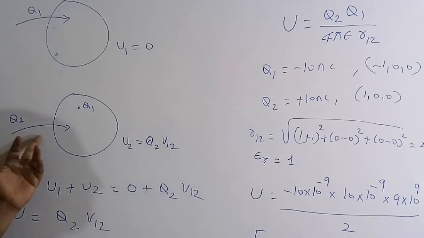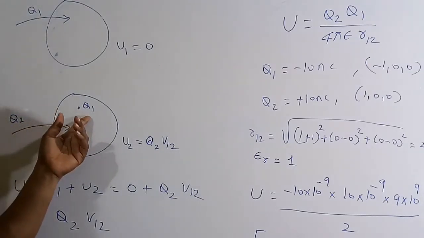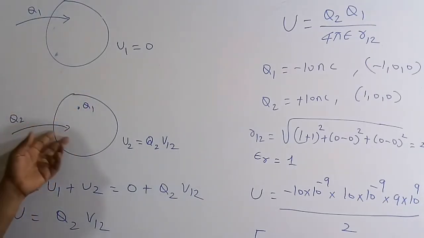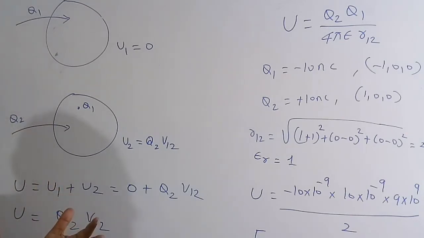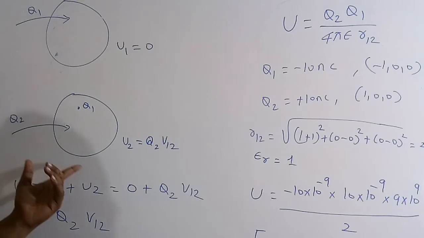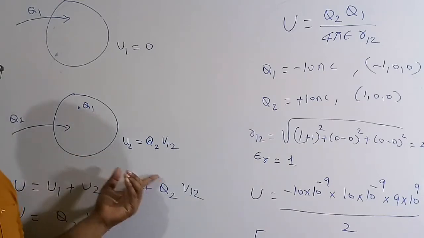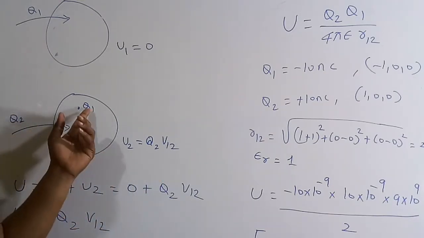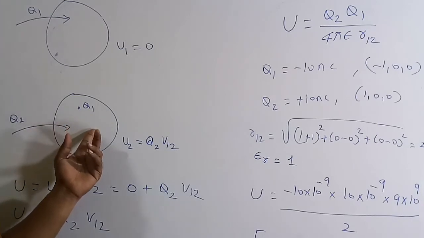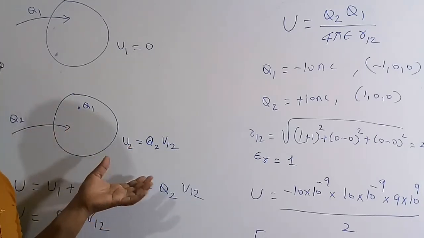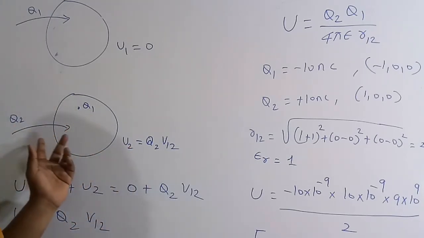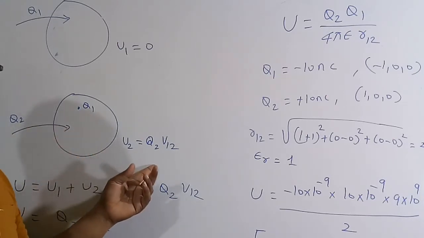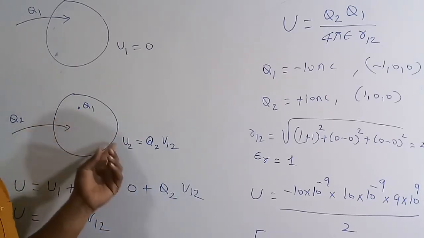But if you want to bring in the charge Q2, and there is already a charge Q1 from the previous step, then definitely you have to do some external work, meaning you have to work against that force. So you are going to do some work. Work is nothing but the charge times the potential at that point because of the charge 1. Therefore, the work done to bring a charge Q2 into the system is equal to charge Q2 times the voltage V1 at the point 2.